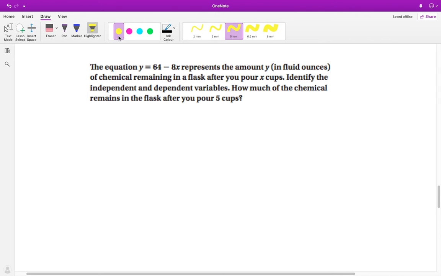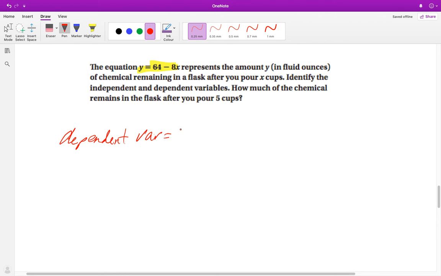It says the equation y is equal to 64 minus 8x represents the amount y in fluid ounces of chemical remaining in a flask after you pour out x cups. Identify the dependent and independent variable. Well, right away we know our dependent variable is always going to be equal to our y variable, which in this case is our chemical remaining in our flask.